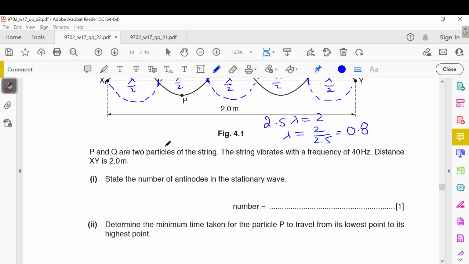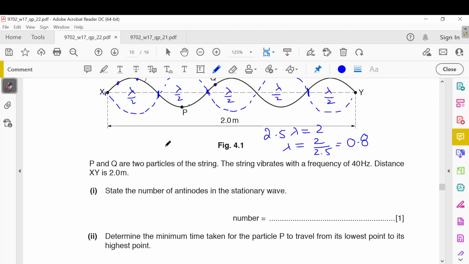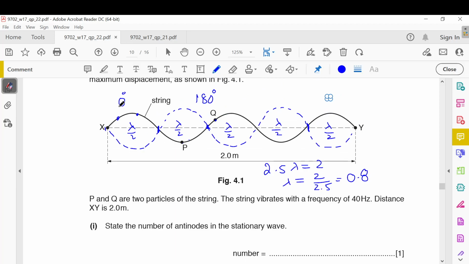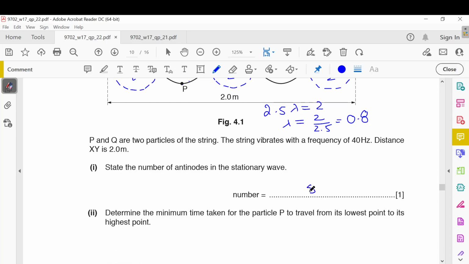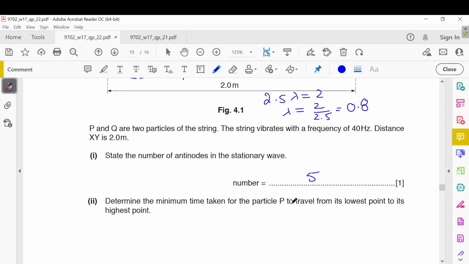So let's start. State the number of antinodes in the stationary wave. Let's mark them where the displacement is high. That is one antinode. This is the second. This is the third. This is the fourth antinode. And this is the fifth antinode. If I'm not making any mistake, 1, 2, 3, 4, 5, there are 5 antinodes. Antinodes are where the vibration or amplitude is maximum.